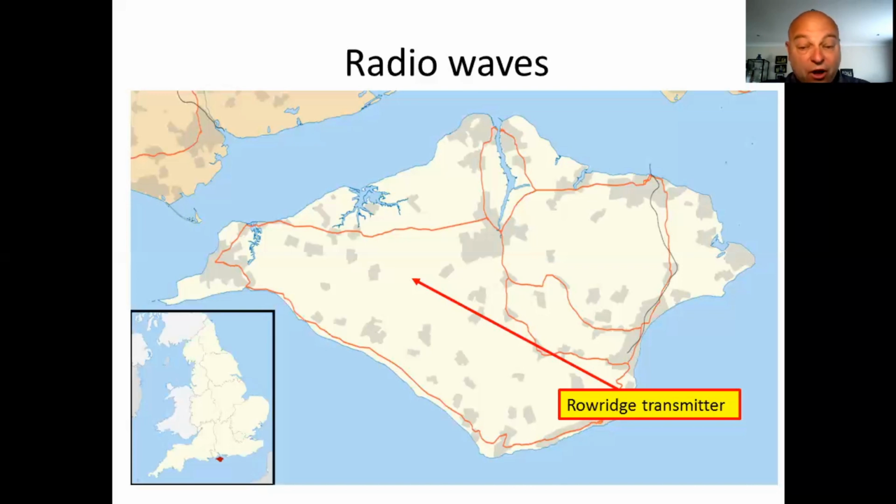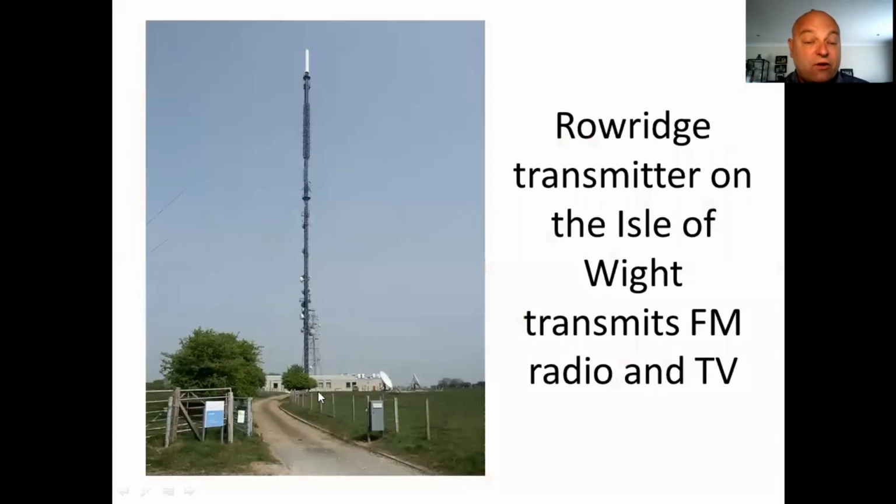Why are we showing a map of the Isle of Wight? Well, on the Isle of Wight, somewhere around the end of that arrow, is a TV and radio transmitter at a place called Rowridge. And Rowridge has a transmitter that transmits radio and TV signals all across the south. As you can imagine, it's going to be on the top of the hill. Nice big tall mast there, so it doesn't have too many hills in the way to stop the signal.